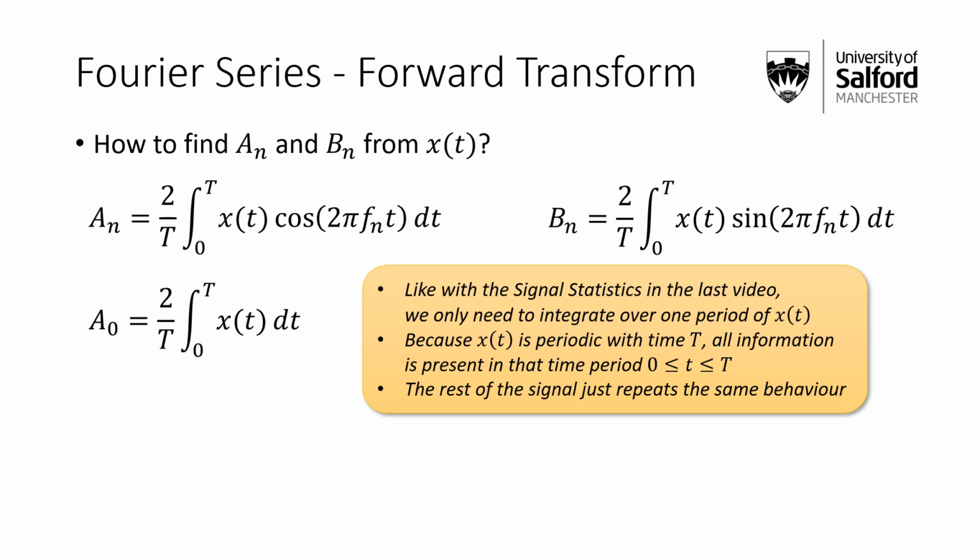It's worth pointing out here that, like with the signal statistics in the last video for time harmonic waves, we only need to integrate over one period of x(t). Because x(t) is periodic with time period big T, all the information is present in the range t from 0 to big T. The rest of the signal just repeats the same behaviour, so we can just look at one period.